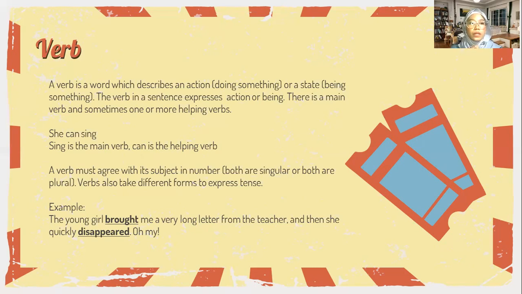A verb must agree with its subject in number. Both are singular or both are plural. Verbs also take different forms to express tense. In this sentence, the verbs are brought and disappeared. They are verb 2 because the sentence here is past tense. So we use verb 2.